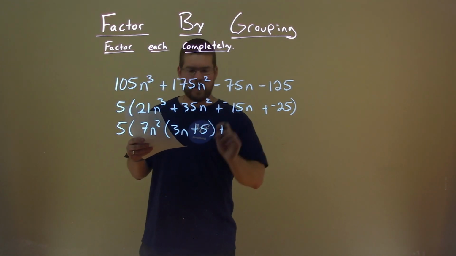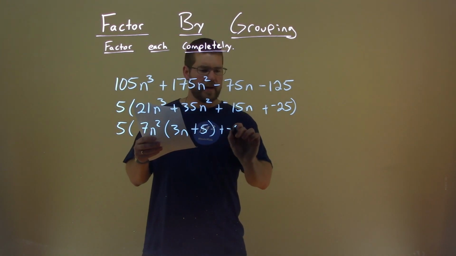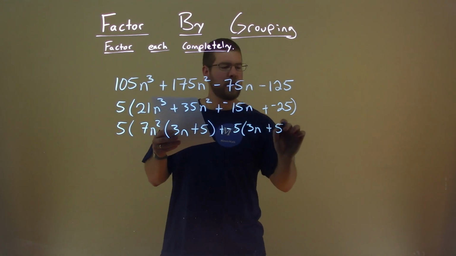So now let's go deal with the second part here. Negative 5 is in both parts right here. Pull out a negative 5, and what are we left with? Again, a 3n plus 5.